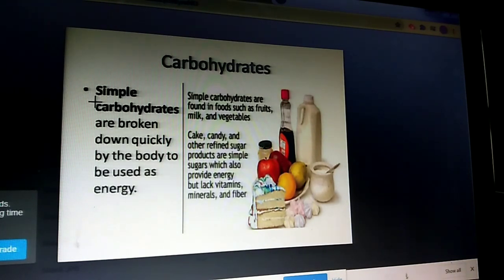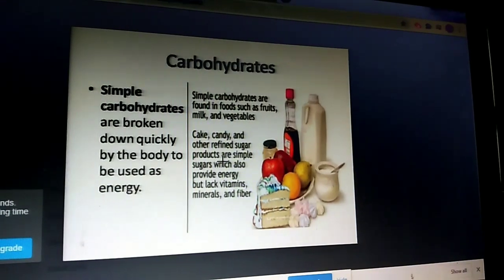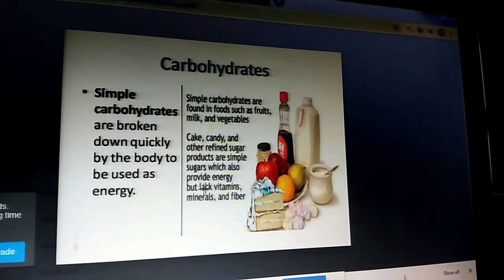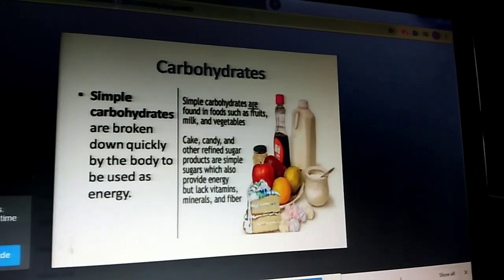Simple carbohydrates are those carbohydrates which can be digested very easily, very quickly, and give us immediate energy. Examples are fruits, milk, and vegetables. Whereas cake, candy, and refined sugar also provide energy very quickly, but they lack vitamins, minerals, and fiber.